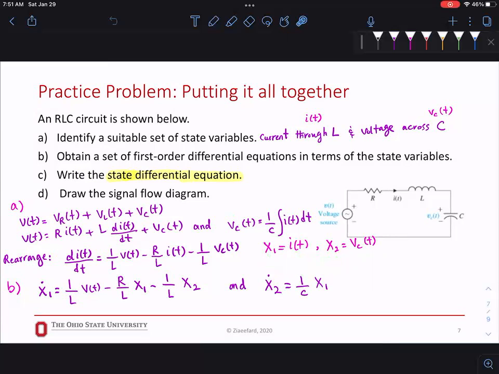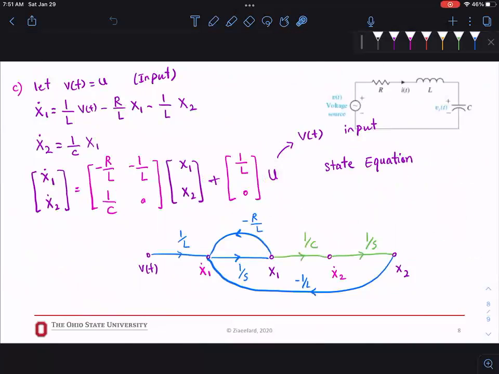So now that is easy to write, which is x dot 2 equals 1 over C times x1. So I have my second equation. Both of these now are based on my state variable. Now we can go and actually write the state variable equation. As we said, Vt is u. You can change it to u, or leave it as Vt, since it's familiar. Just need to know that's your input.